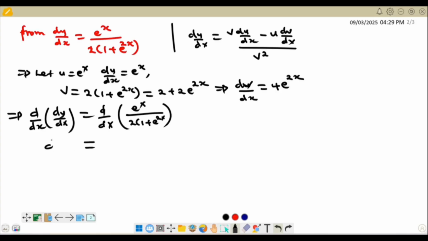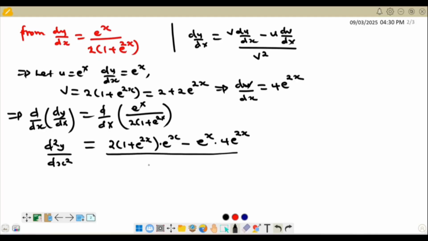we shall be able to get our d2y/dx squared, which will be equal to, now we are applying this rule here. So v is 2 into 1 plus e to power 2x, then times that is v du/dx, that is e to power x, then minus u is e to power x, then dv/dx is 4 e to power 2x. We are dividing the whole of this by 2 into 1 plus e to power 2x, but the whole of this is actually squared.